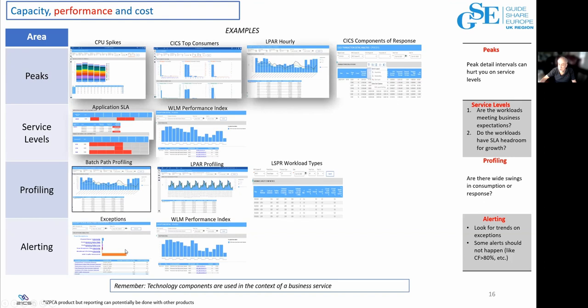And then alerting. If you're doing near real-time SMF collection, this exception console is a game changer to be able to see exceptions like performance index, for instance. The performance index is an indicator whether or not the WLM goals are being met for a particular service class. So having exceptions, if you're doing near real-time reporting, is very useful for the operations area to be able to have that kind of environment available.